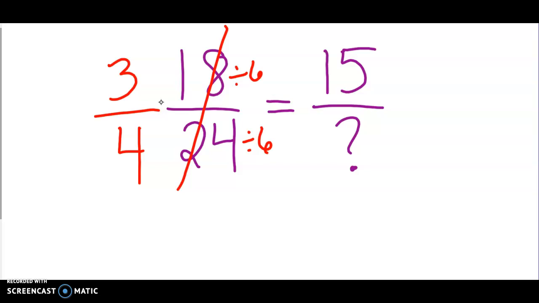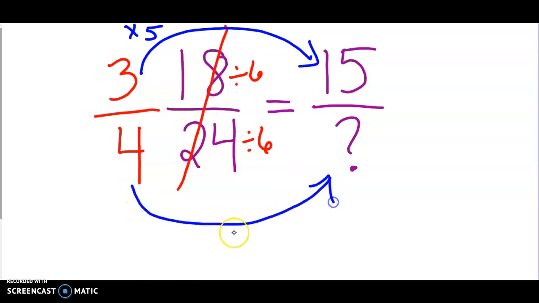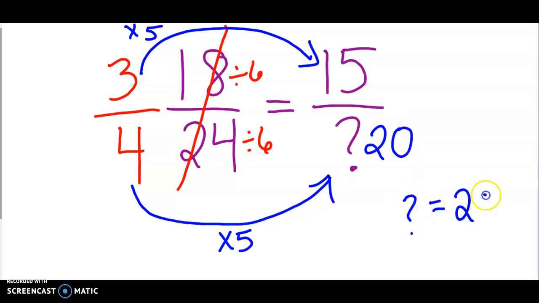This is a lot nicer because I know how to get from 3 to 15 in the numerator. I know that to get from 3 to 15, I can multiply by 5. So now in the denominator, I can multiply 4 by 5, and 4 times 5 is 20. So I get that the question mark equals 20, and I've solved my proportion.